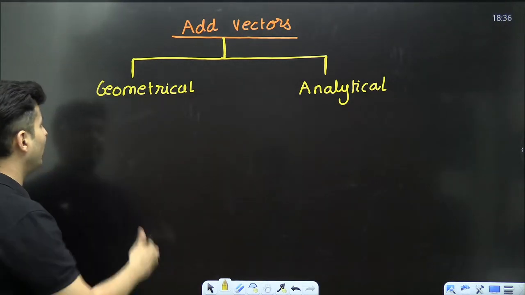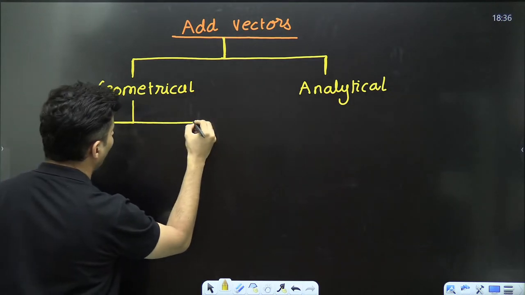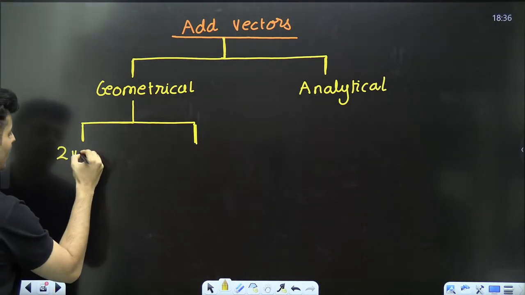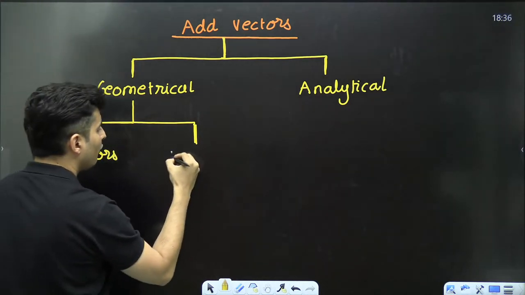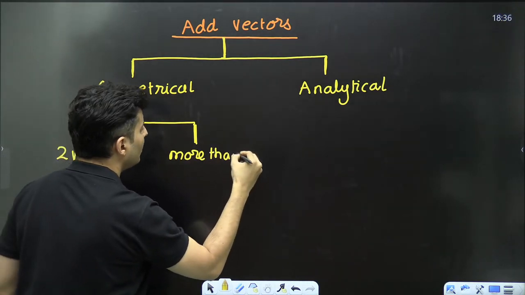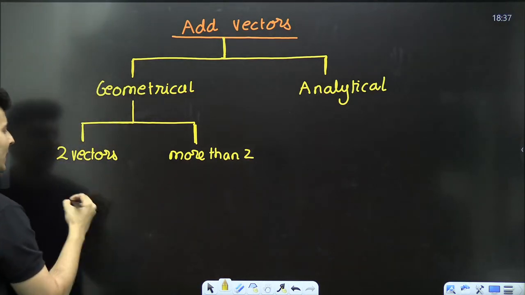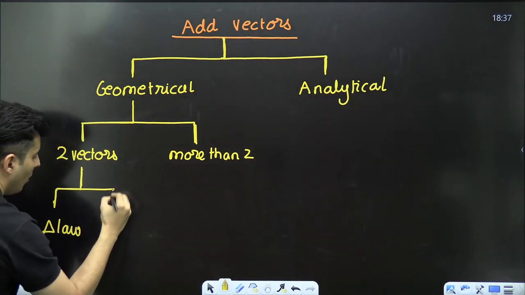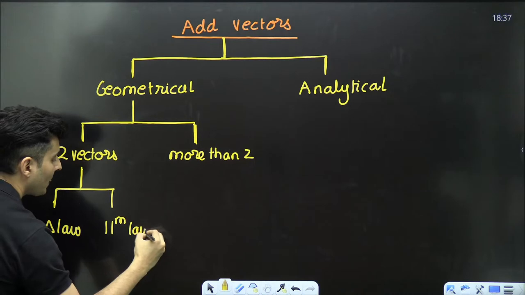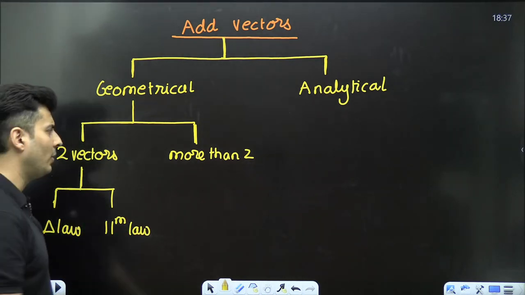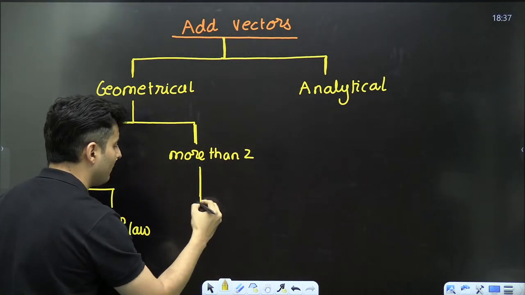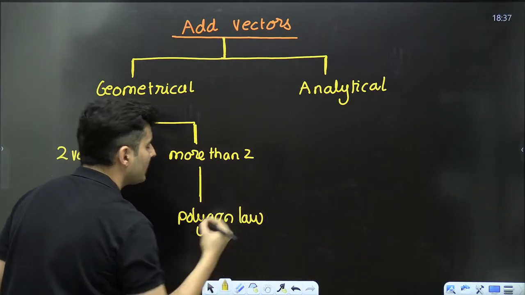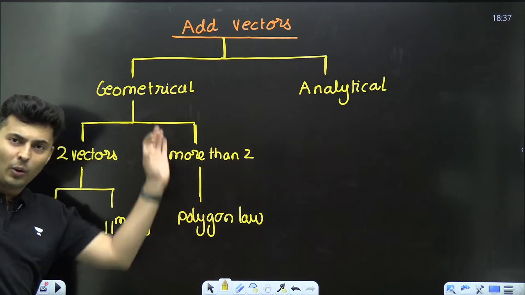In geometrical, depending on whether you want to add two vectors or more than two vectors, there are two ways. For two vectors, there is one way. For more than two vectors, there is another method. When you have two vectors, you generally have the triangle law or the parallelogram law. When you have more than two vectors, then you have the polygon law. I will tell you what each one of them is, but for now just understand this flowchart.